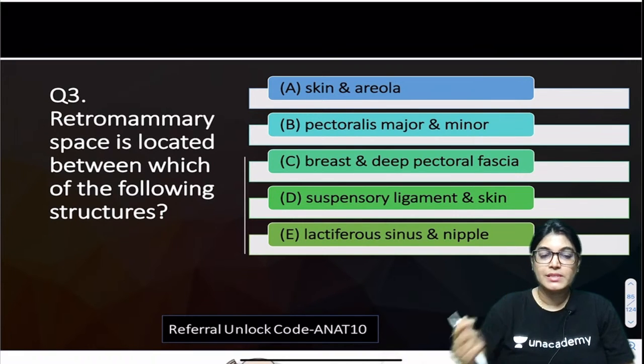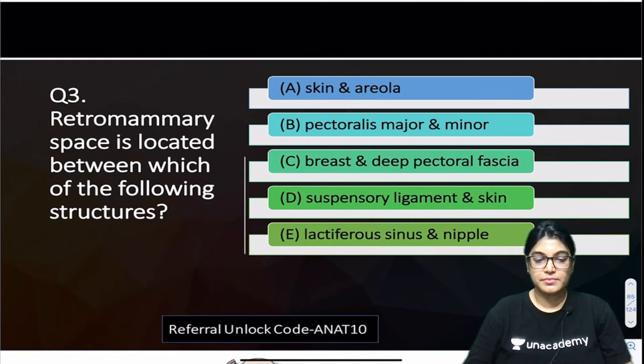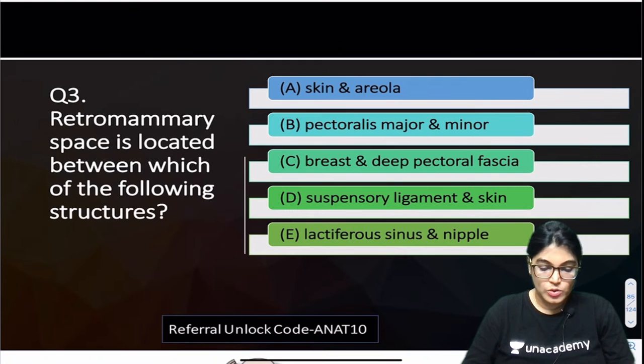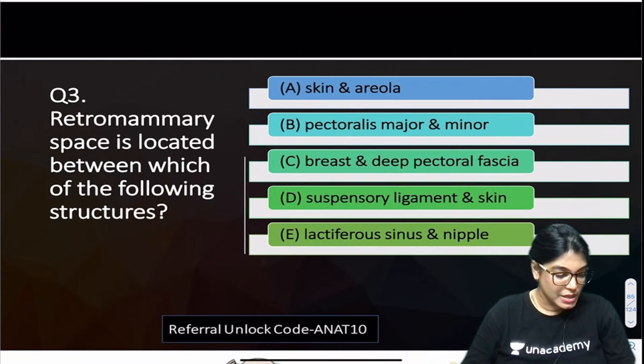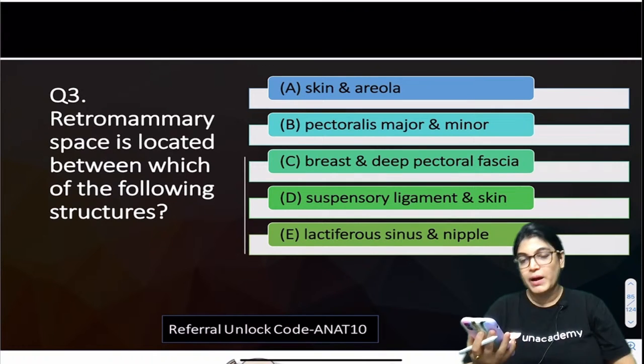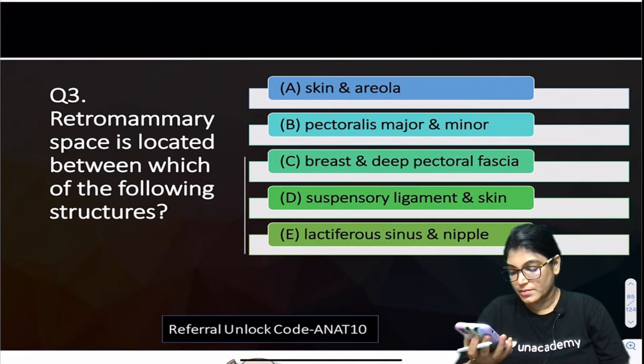So according to you, which is the correct answer? Yes, 5 options are there, so mark the correct answer. Actually, this is a direct MCQ of anatomy. You have to know exactly which area is mentioned as the retromammary space. So, direct MCQ. I am getting answers and the answer which is coming up is C. Saran Acharya is telling C. Kumaran is telling C. And Mandal is also telling C. Pooja P is telling C.